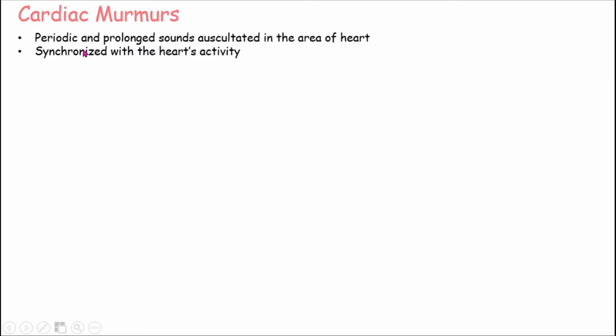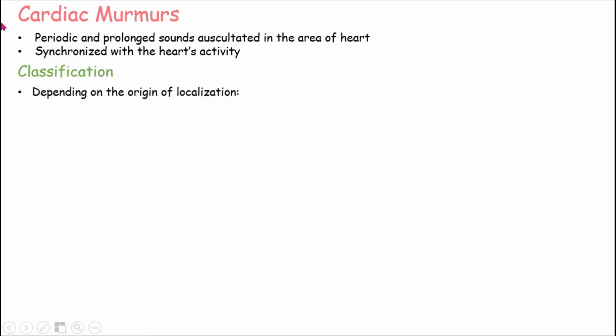So, cardiac murmurs. What are cardiac murmurs? They are periodic and prolonged sounds that are auscultated in the area of the heart. It can be inside the cardiac cavity or it can be outside the cardiac cavity. And these murmurs can be synchronized with the heart's activity too. Let's get into the classification.